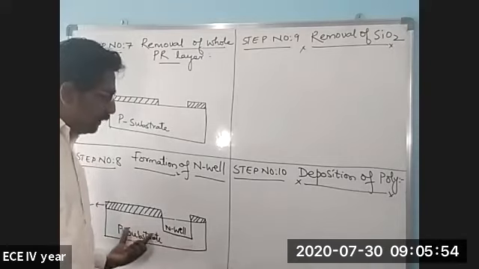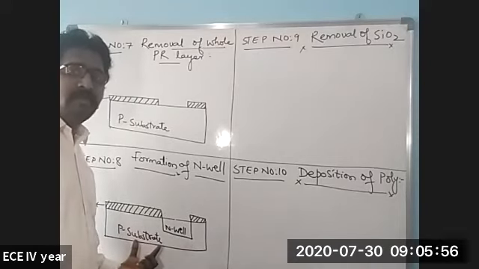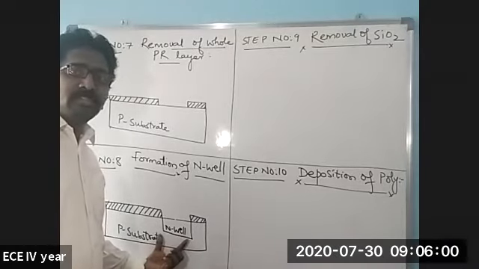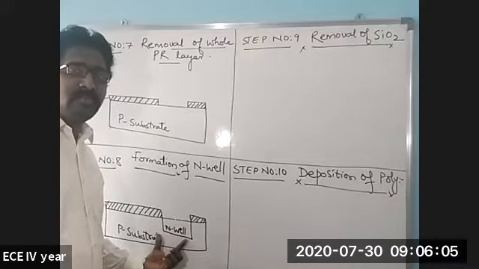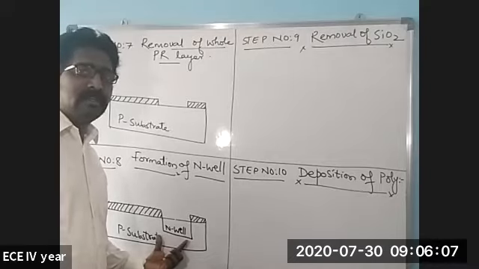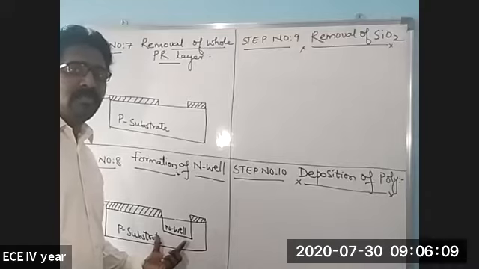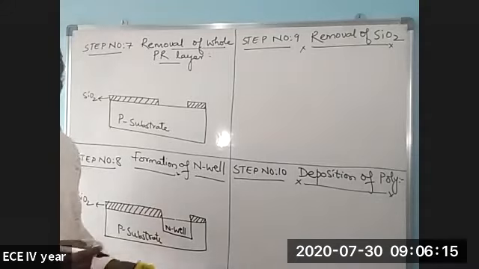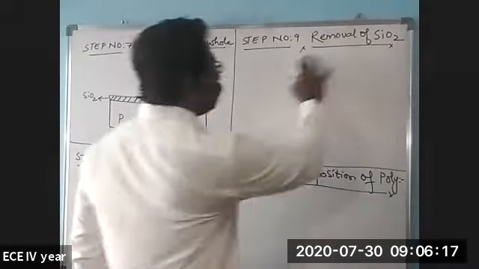It means that in the P substrate, your NMOS device will be created, and the N-well acts as a substrate to the P type of device. So that's the main reason why we are creating here N-well by diffusion of N type of impurities. The next one is removal of SiO2.